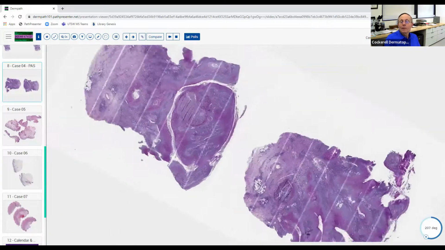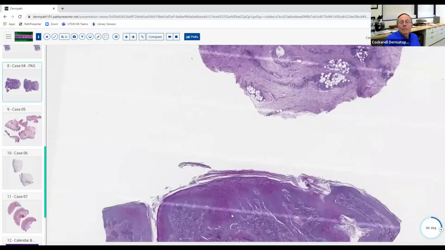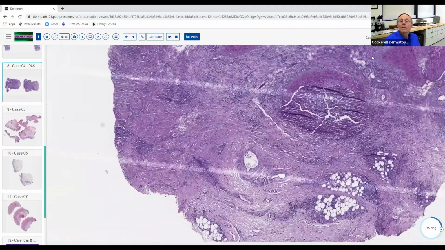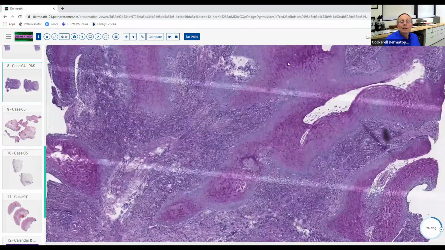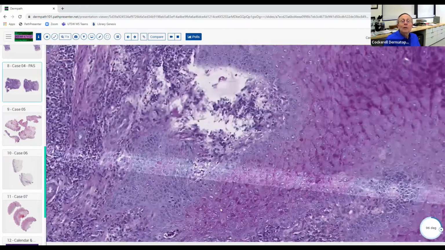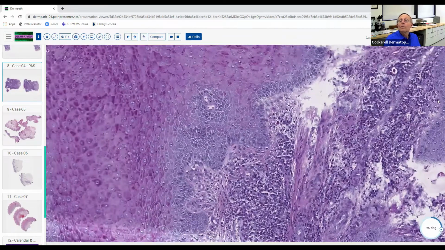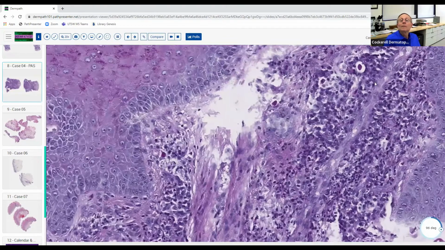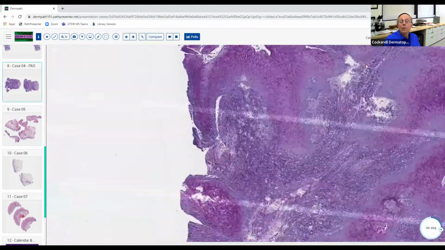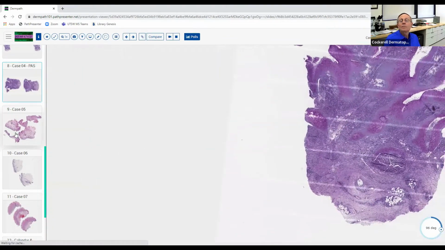Oh, actually, this might be the PAS of it. Yeah, this is the PAS stain, I think. So maybe we can see some here. Well, I'm not going to spend a lot of your time on this. We don't have a ton of time. So we'll just move on. But go back and look at the PAS stain and see if you can find them there.